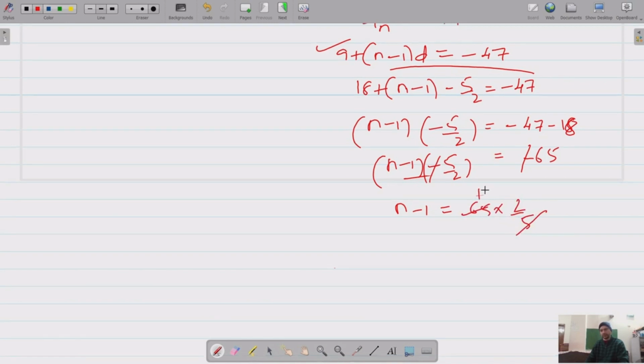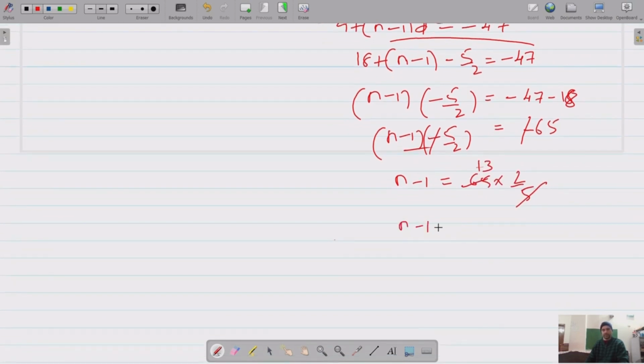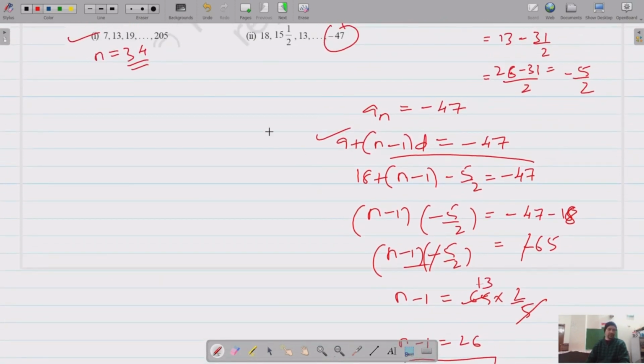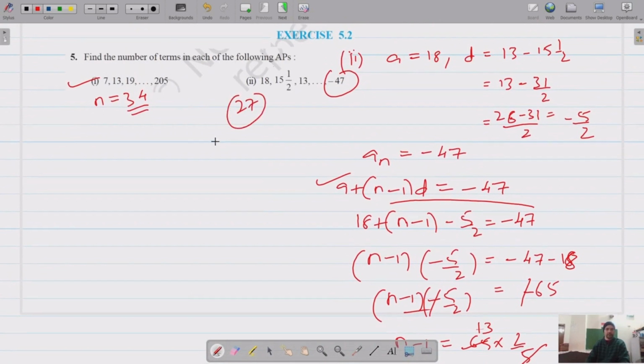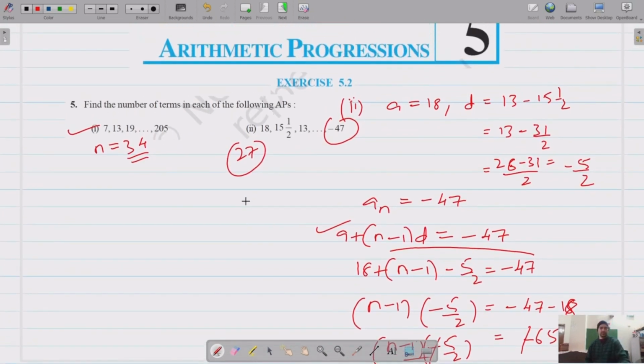So 5 threes are 15, and n minus 1 is 26. That gives us n as 27. So the number of terms for the second one is 27. So that's all for question number 5.